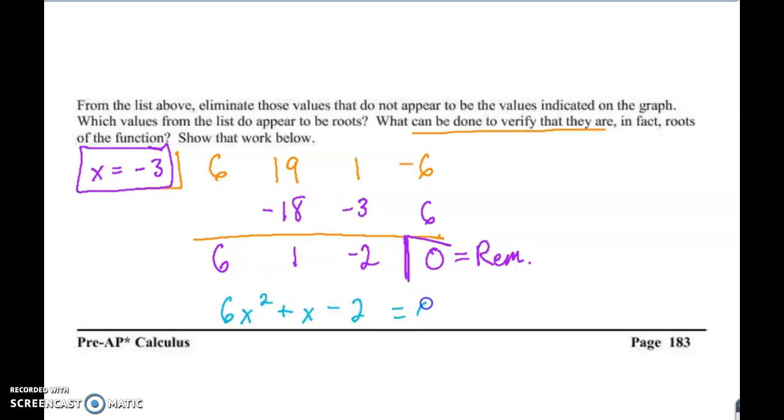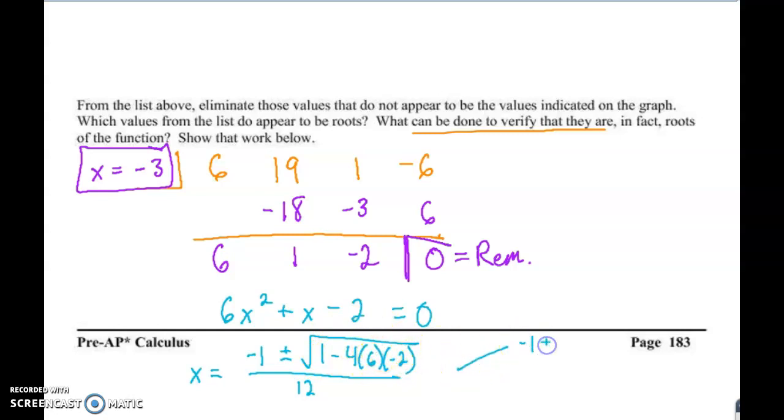And we can do the quadratic formula: -b plus or minus the square root of b squared minus 4ac, all over 2a. 2 times 6 is 12. So now, 4 times 6 is 24, that would be -48. 1 plus 48 is 49. Square root of that is 7. So we're at -1 plus 7 divided by 12.